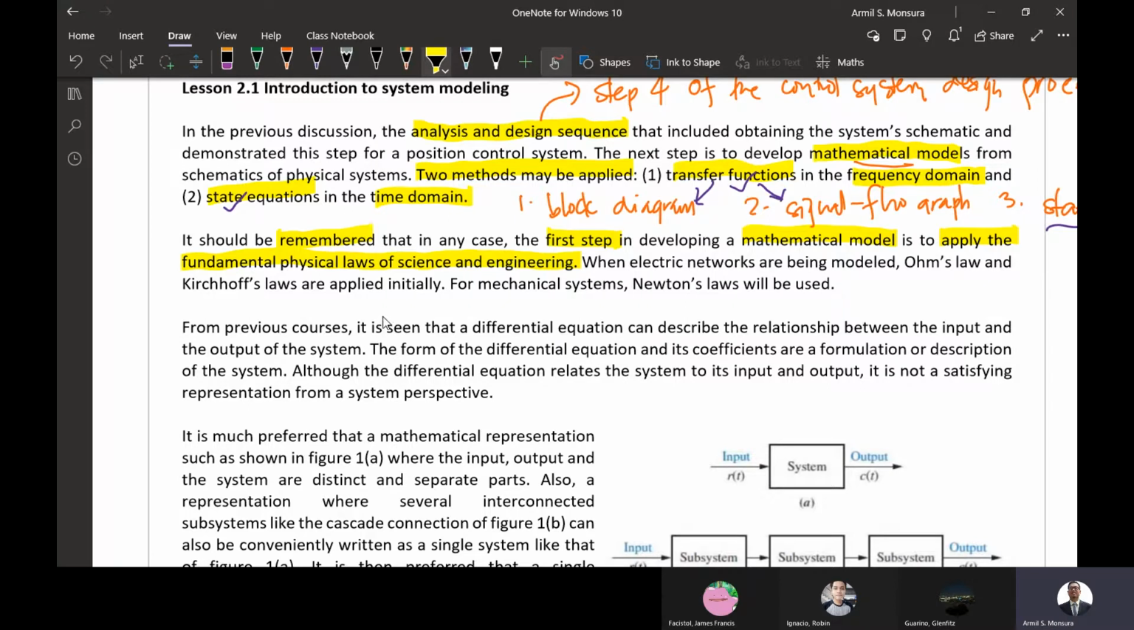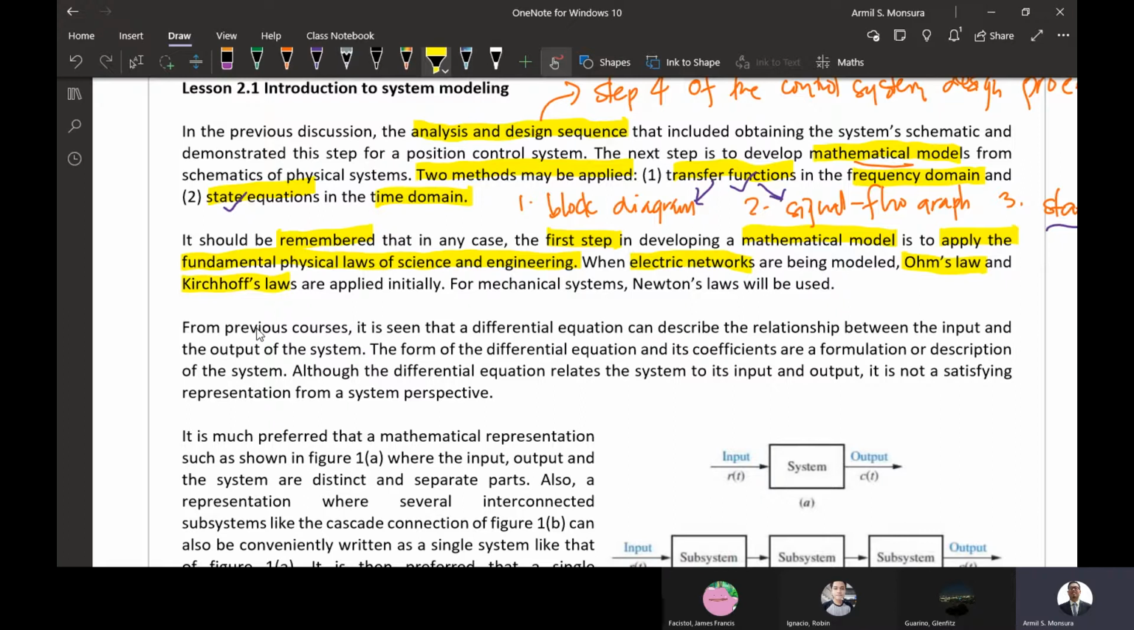You have to apply these fundamental physical laws of science and engineering, which, for example, when we are talking about electrical networks, we would have to deal with when we are designing an automatic control system. So we need to discuss electrical networks, then we will have to use Ohm's law, or we will have to be a master of Ohm's law and Kirchhoff's law. Okay?